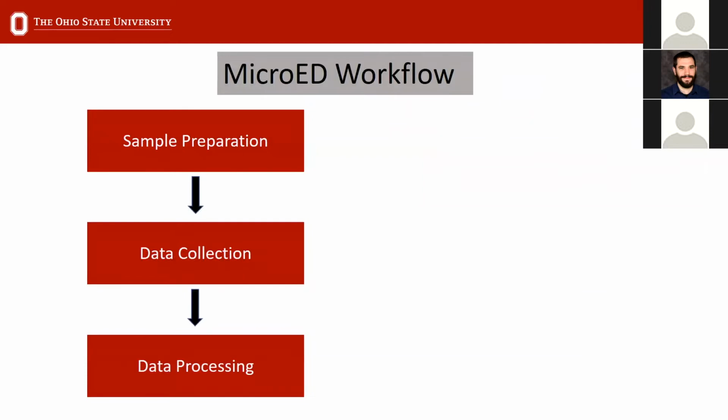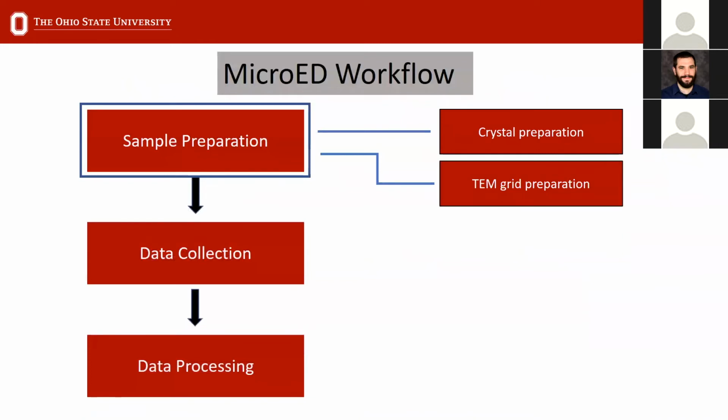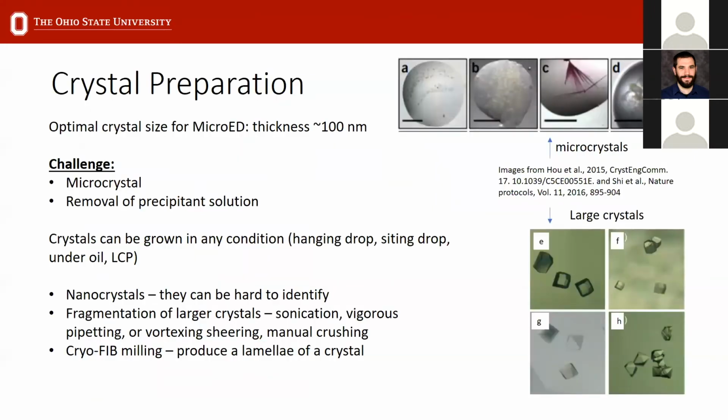So next, I would like to talk about the basic MicroED workflow. You begin with the sample preparation, followed by data collection and then data processing. Now, for sample preparation, there are 2 steps involved. One is crystal preparation, and the second one is TEM grid preparation. So, crystal preparation. Ideally, you would like to have a crystal that has an approximate thickness of 100 nanometers. So there are really 2 challenges here. One is you need microcrystals, and the second one is you need to remove the precipitant solution.